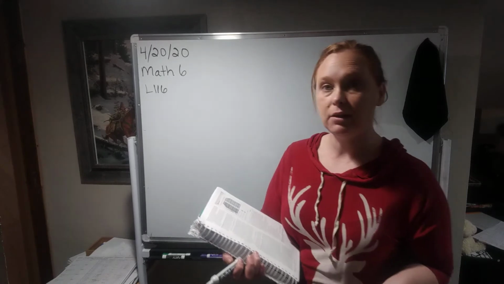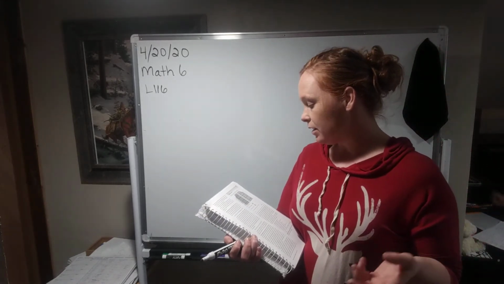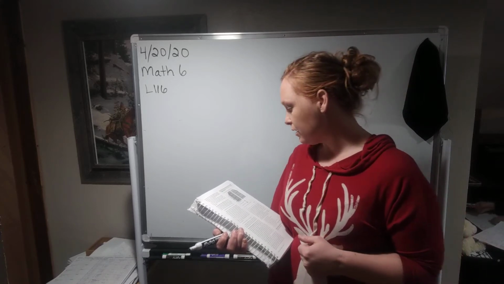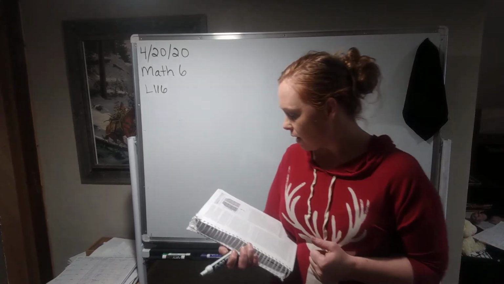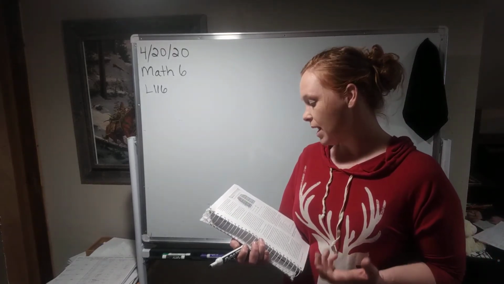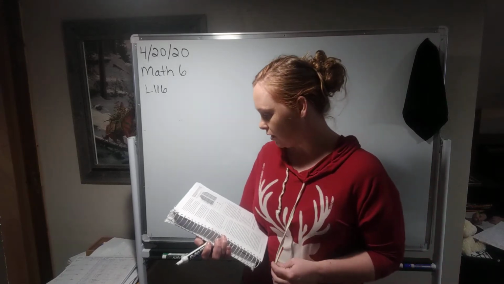Capacity, we use a liter to measure. So we have a liter, a decaliter, a hectoliter, and a kiloliter, a deciliter, a centiliter, and a milliliter. Okay, in mass, we use the gram for measurement, a decagram, hectogram, kilogram, decigram, centigram, and a milligram.